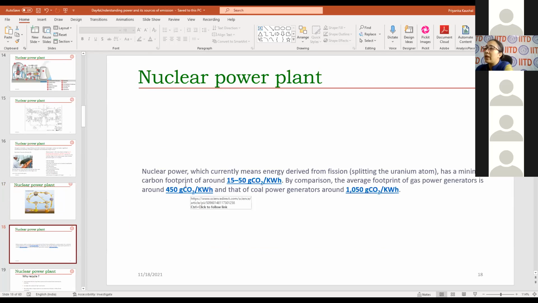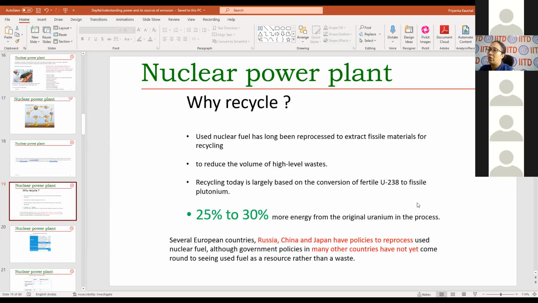So yes, in terms of emissions, energy derived from fission, as of now, all of it is based on the fission reaction. The technology that the entire world uses for nuclear power is a fission-based process, right? It's not fusion, it's fission. We split it, and it has a minimal carbon footprint of about 15 to 50 grams of CO2 per kilowatt hour. That means per unit of electricity. Vis-a-vis, if it's gas-based, you get 450. If it is coal-based, it is 1050. So yes, it is fairly clean that way. But then you have to say it is only the generation part that we are looking at.